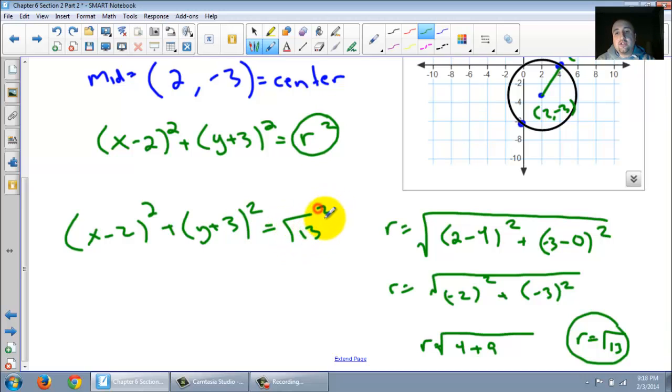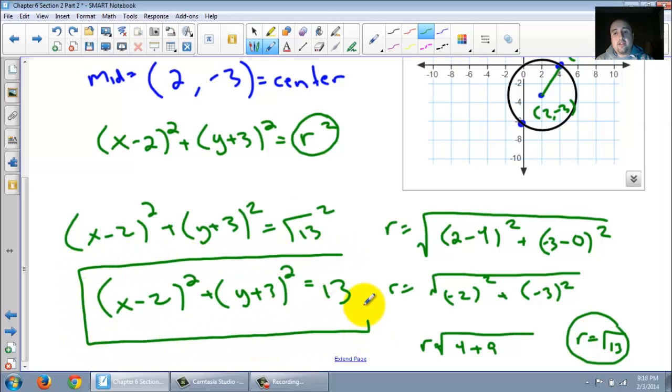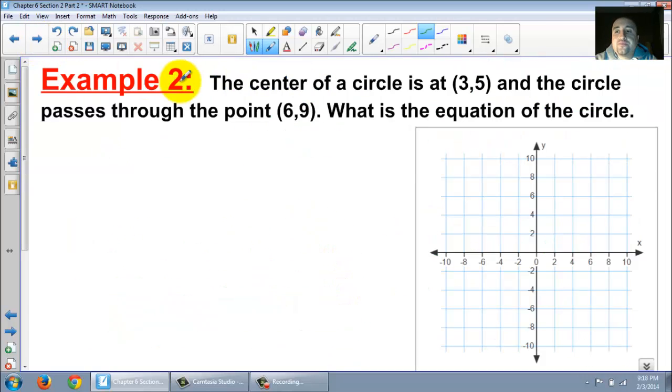So the square root of 13 squared is equal to, finish writing this, square root of 13 times square root of 13 is 13. So that is our final equation: (x − 2)² + (y + 3)² = 13. All right. Example number 2.